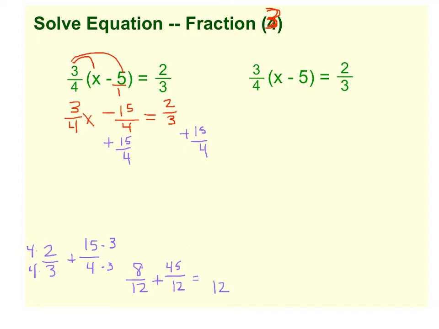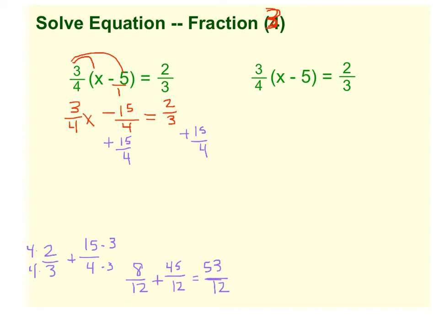And so we have, what is this, 8/12 plus 15 times 3 is 45/12. Keep your denominators the same and add your numerators. So 45 plus 8 is 53. So when we rewrite our equation, let me switch to a new color because this is going to get messy. So that was just our work. But we have 3/4 x equals 53/12.